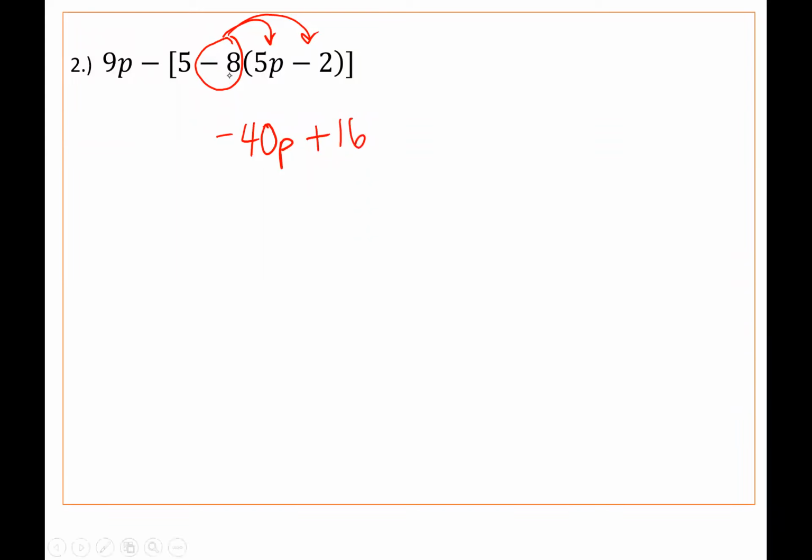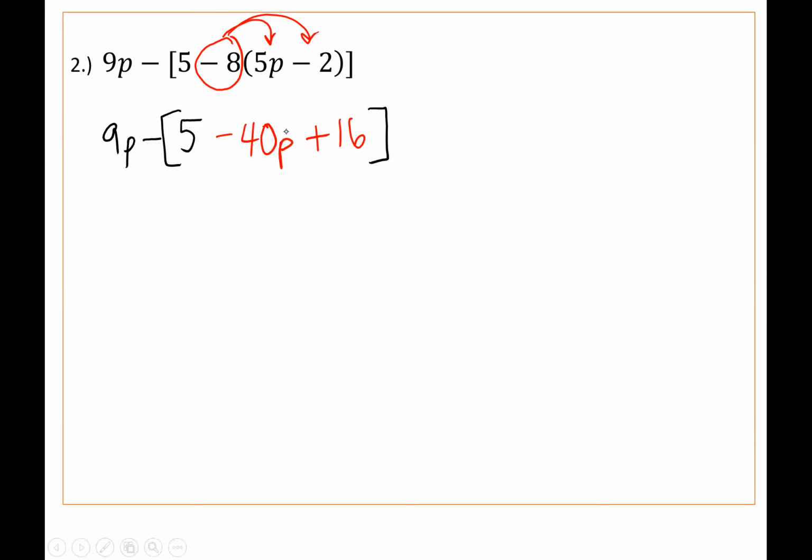Okay, since I distributed through those parentheses, I no longer need the parentheses. But there are still some other numbers and some square brackets, kind of as that next layer of grouping symbols. So as I copy down everything else, I'll do it really carefully. We still have 9p minus, square bracket, 5. And then right after the 5, we still have that minus 40p plus 16 that we just did. Then I will close up the square brackets.